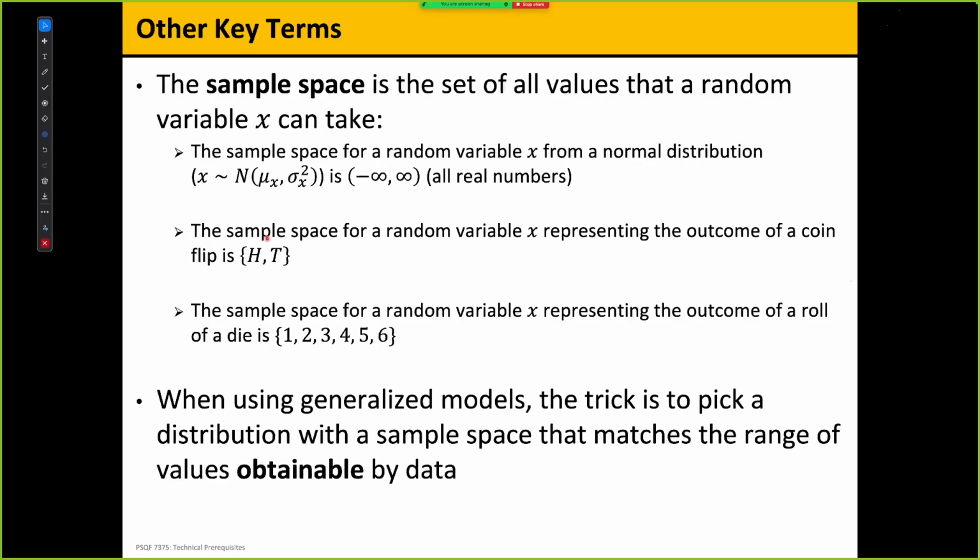Similarly, the sample space for a random variable representing the outcome of flipping a coin, heads or tails, is denoted as a set, H or T. Or similarly, if you have a die that has six sides and each side has a different number on it, the sample space for a random variable representing the outcome of a roll of the die is the set 1, 2, 3, 4, 5, 6. That makes sense? Sample space is sometimes called support as well, the support of the distribution, if you've heard that term before.